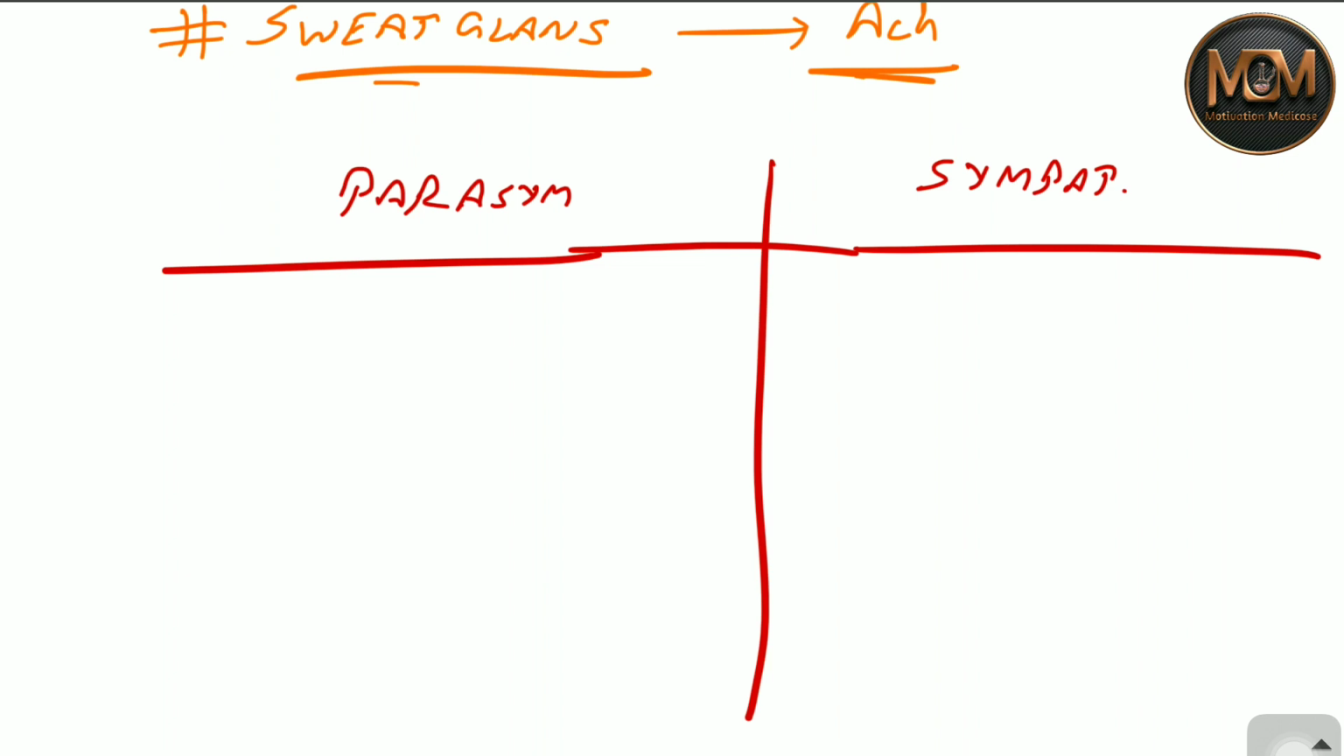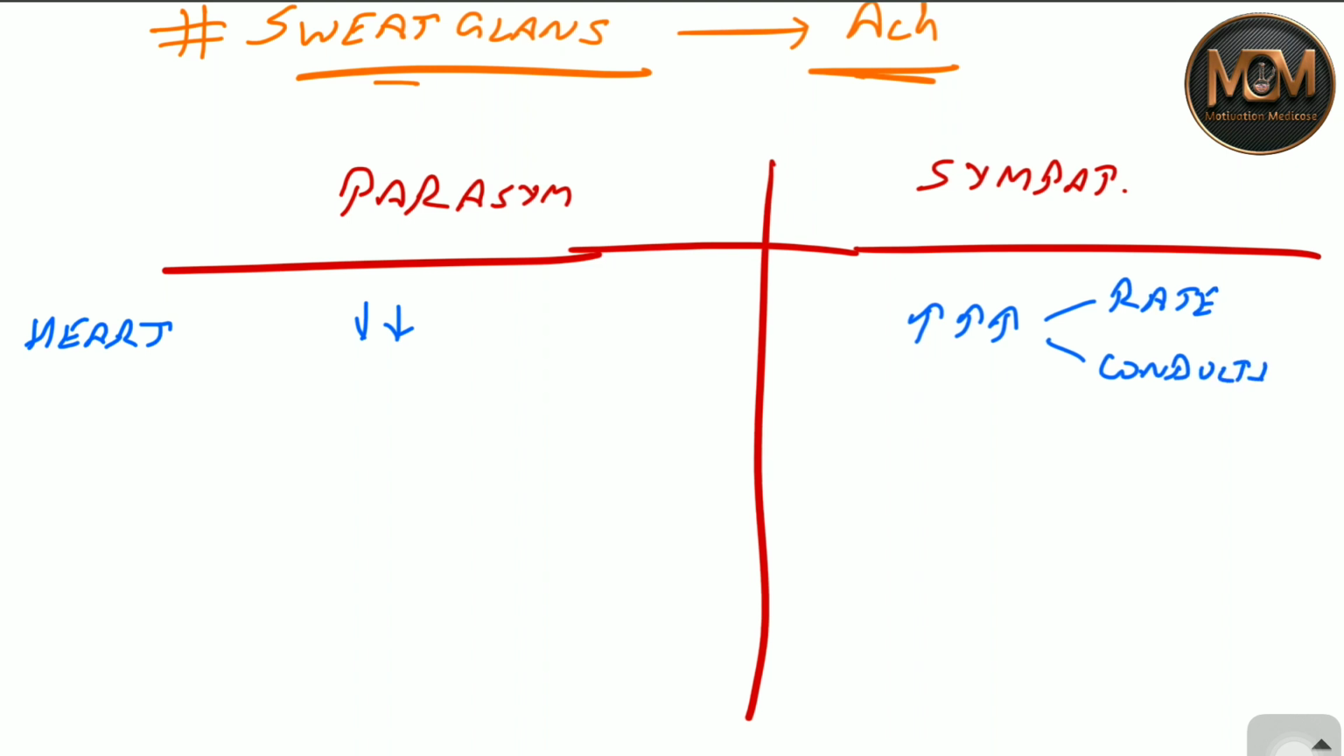In the sympathetic nervous system, sympathy we do from the heart. So first of all, let's see the heart. In the heart, the sympathetic nervous system is going to increase, while the parasympathetic will decrease. Now what is it going to increase? It will increase the rate, it will increase the conduction, and it will also increase the contractility. So these three things are going to increase in the sympathetic.